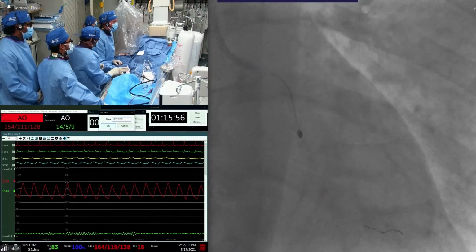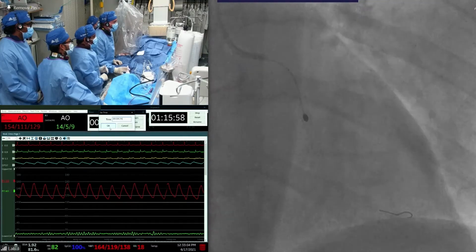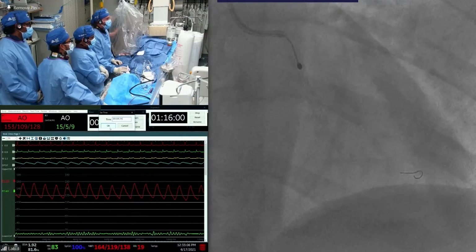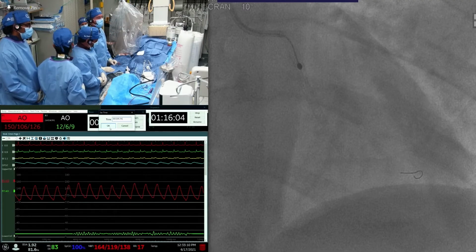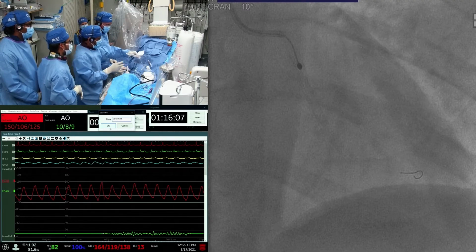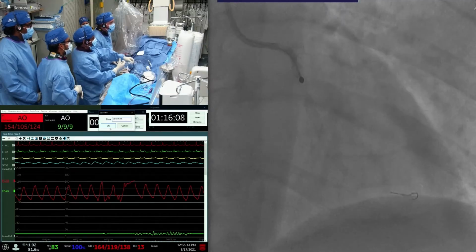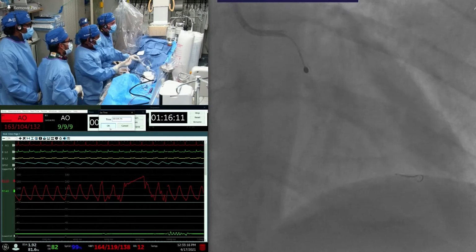But what I'm seeing is you have to be patient here because there's calcium. It's a lot of disease. You see some decel. You want to go slow and steady, which is what they're doing.